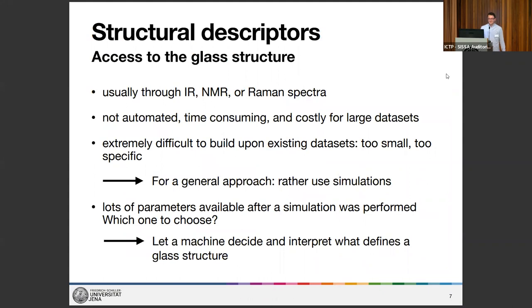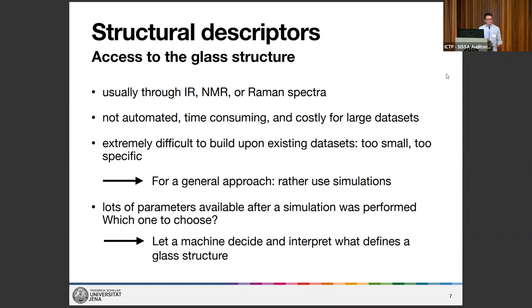Moving on to the second source of information, the structural descriptors. As I said, usually you get access to the glass structure as an experimentalist through IR, NMR, or Raman spectra, but this is not automated. At least it's not automated yet. We have an experimentalist group as our partners that are working on building some fancy robot facilities to do that. But as of right now, we can't really work with that.